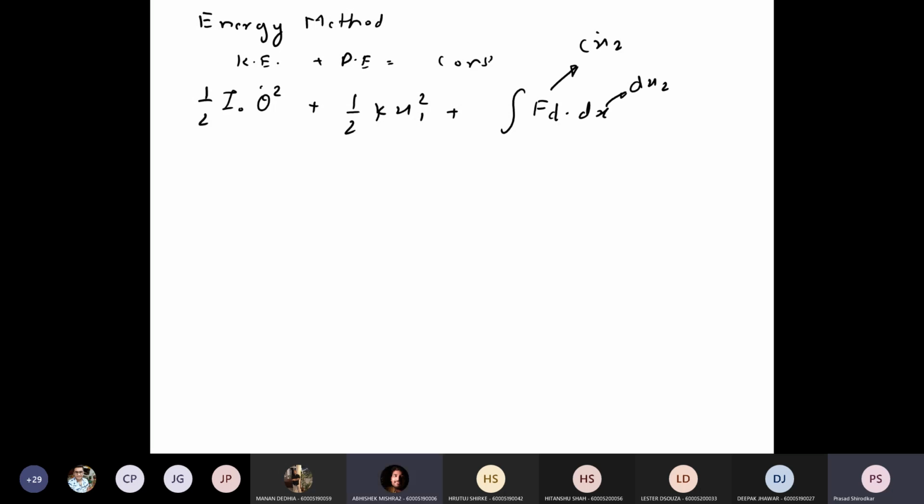So minus, no? Will we take the value as minus C x2 dot? No, why minus C x2 dot?